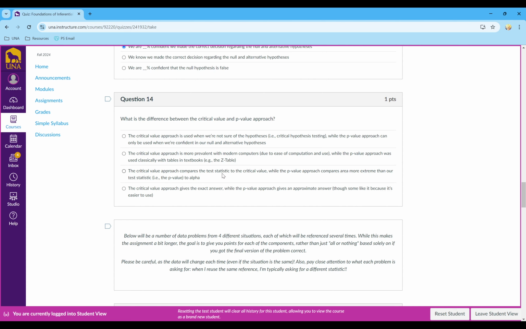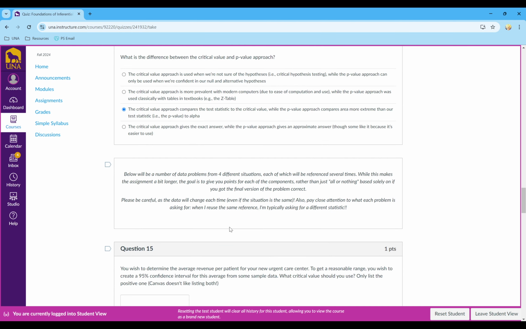Critical value approach compares the test statistic to the critical value. Okay, yeah. P-value approach compares area more extreme than the test statistic, i.e. the p-value to alpha. Yes, okay, so this is the correct one. It's kind of the textbook definition there. And then critical value gives the exact answer, while the p-value gives it approximate. Yeah, that's not true.